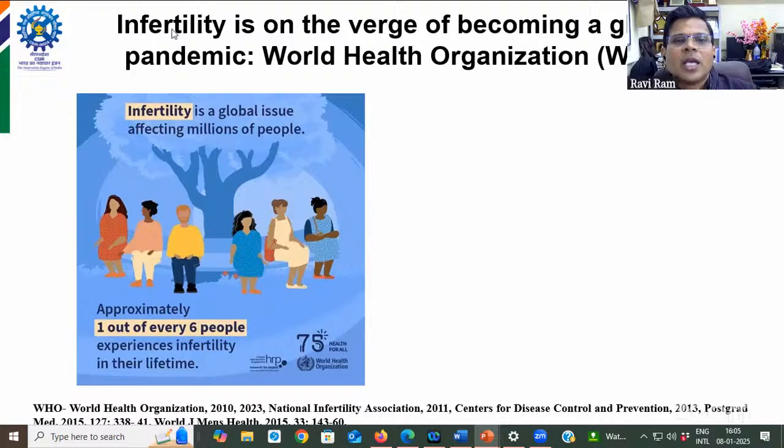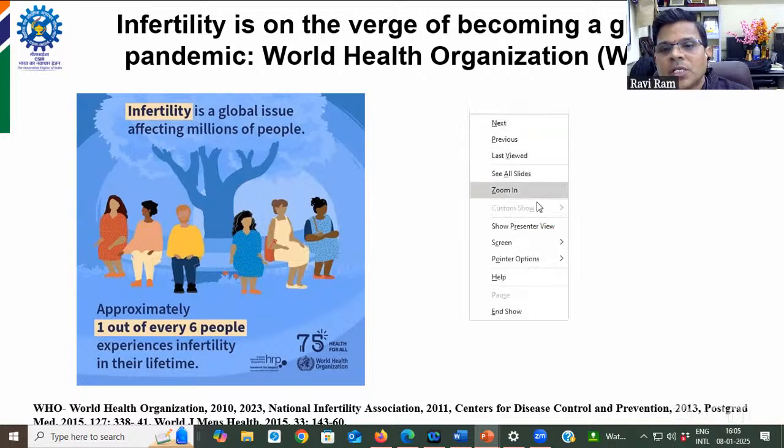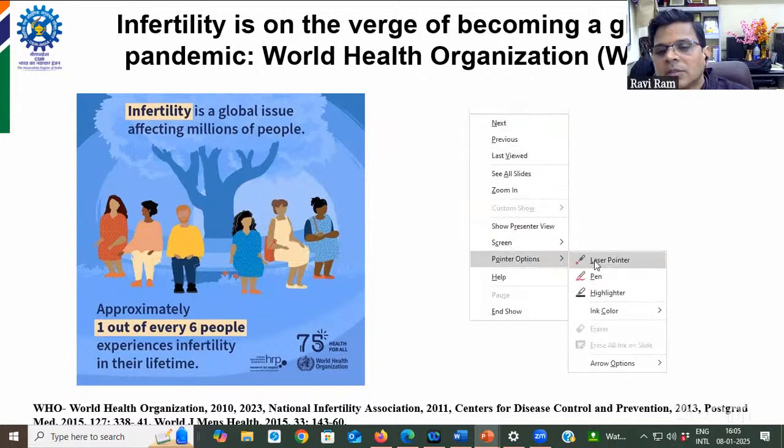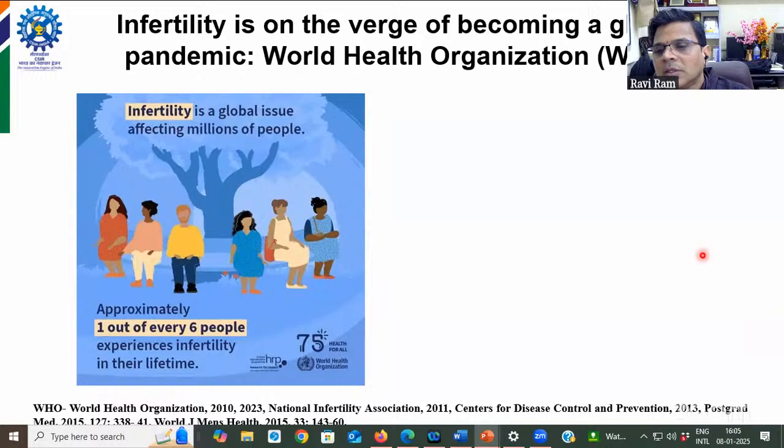which is leading to increased incidence of infertility here. Just a second, I'll try to change the pointer. As per the 2023 data of WHO, almost 1 in every 6 people is facing some kind of infertility issue at this point of time.